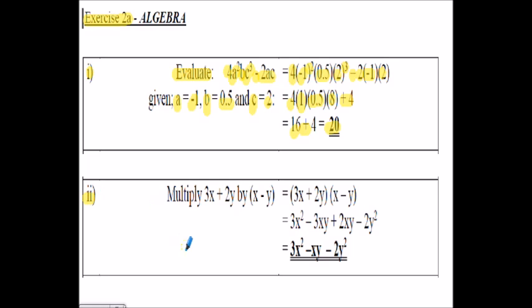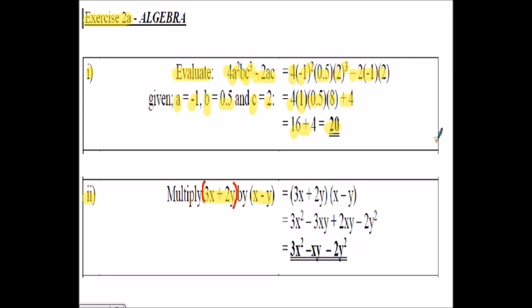Part 2. I'm asked to multiply 3x plus 2y by x minus y. Now I need to be careful here straight away. I really need the 3x plus 2y in its own bracket, because what I've got here really is a binomial bracket expansion. Putting the brackets together, I've got 3x plus 2y multiplied by x minus y.